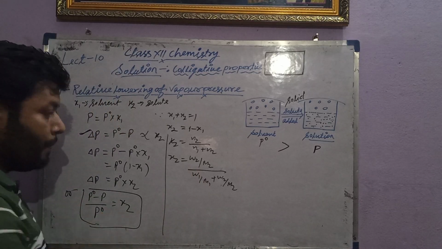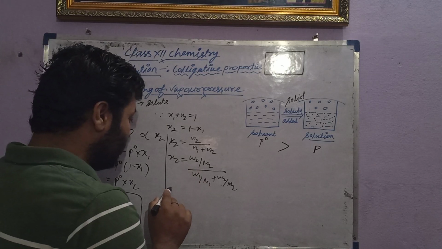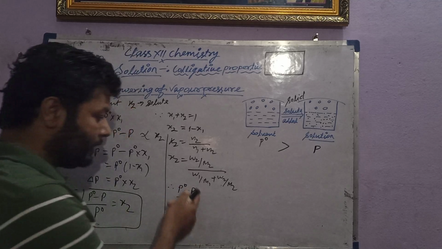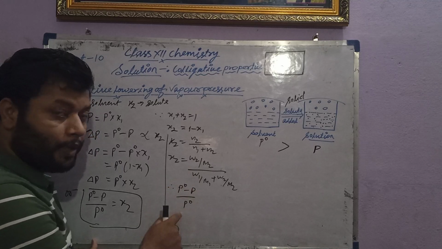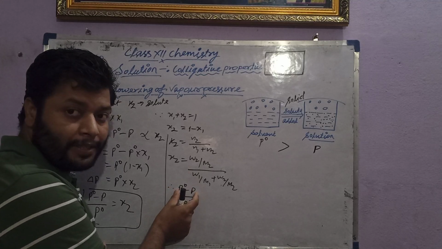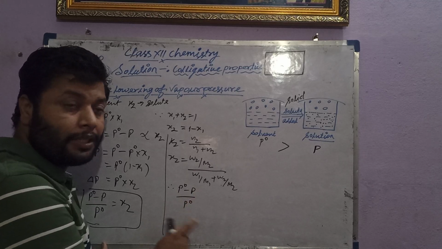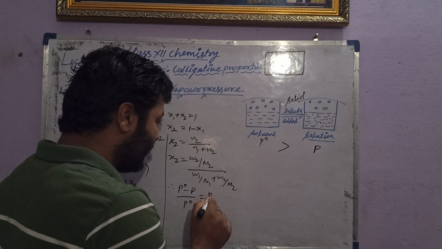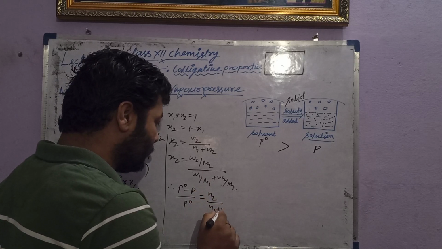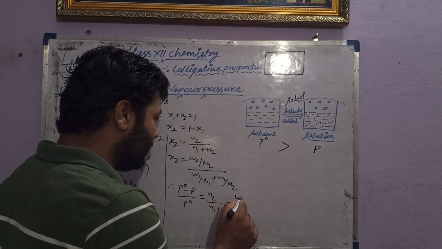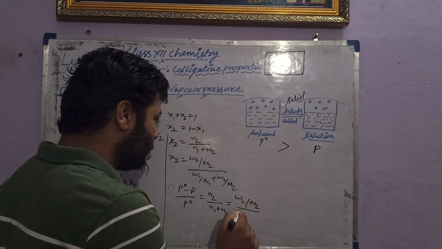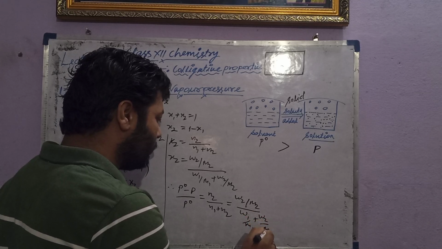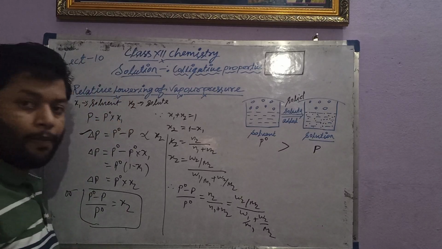So the same formula can be written as P naught minus P upon P naught. This is called the relative lowering of vapor pressure, meaning what amount of vapor pressure decreased out of the total vapor pressure initially. It equals n2 upon n1 plus n2, which equals W2 upon M2 upon W1 upon M1 plus W2 upon M2.